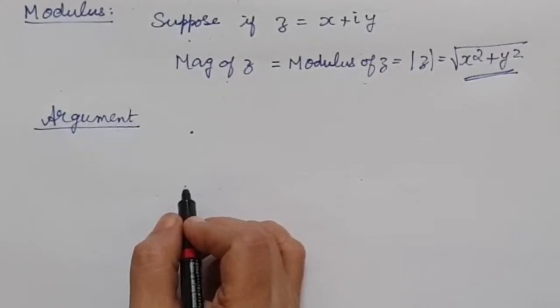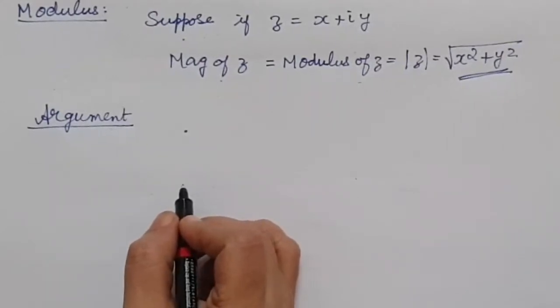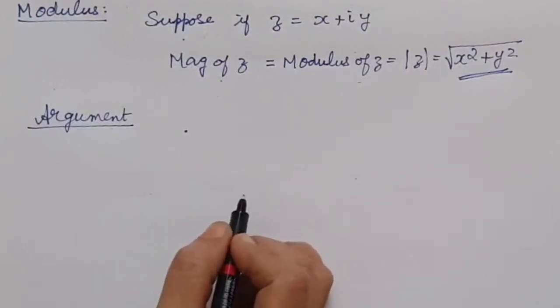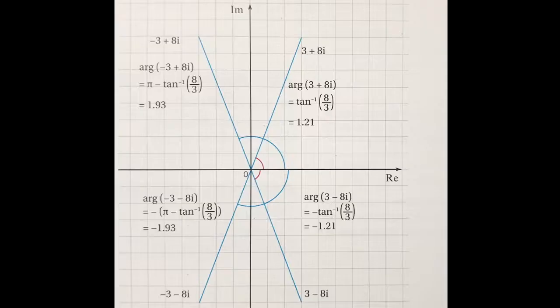The argument of a complex number is the angle made with the positive real axis and is measured in the anticlockwise direction. In this figure, the argument of a complex number is given clearly. In the first quadrant, if you take 3 plus 8i, then the argument of 3 plus 8i is tan inverse of 8 over 3. We get our answer as 1.21.